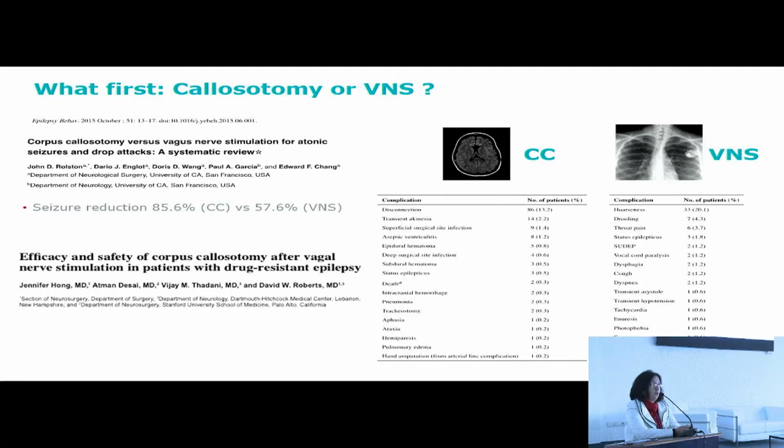Of course, you can also do both, and this is what Jenny wrote, so I just put it out there. If you do both together, this can also be quite effective.